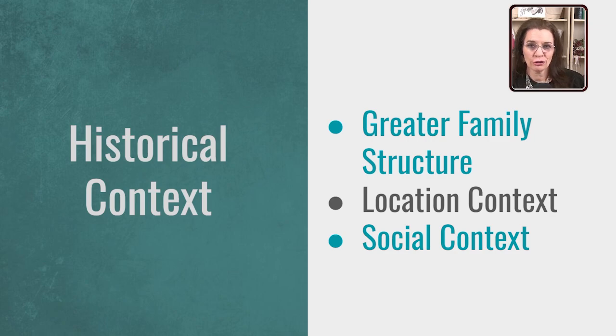Greater family structure. How does your ancestor fit into the larger family structure or picture? Location context. What was the place like when your ancestor lived there? And social context. What were the cultural norms, major events, or social causes at the time of your ancestor's life? Not every story that you write warrants all of these categories. For Elmyra's story, I'm going to focus on location.